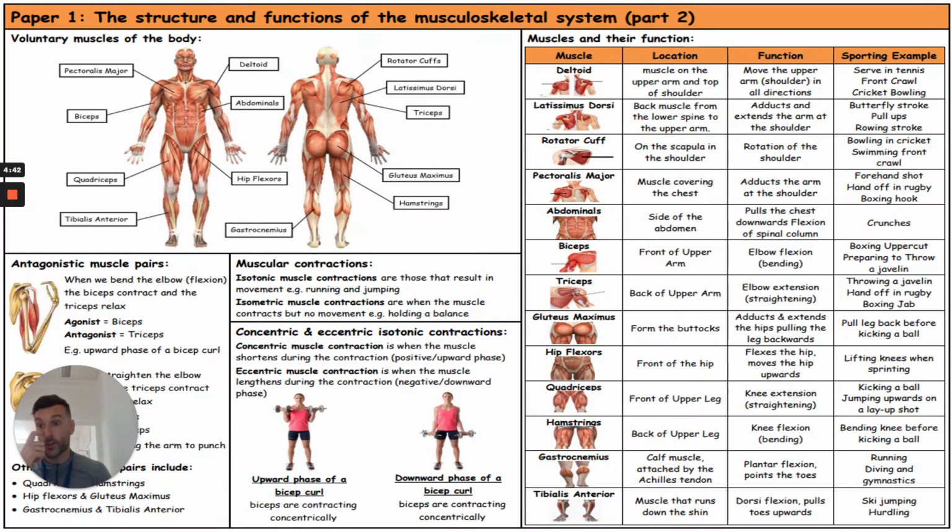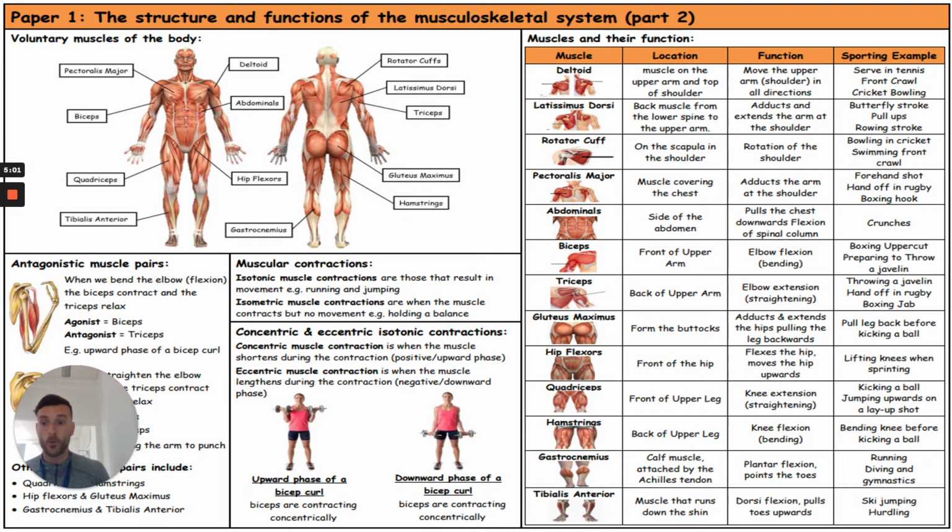So the key ones you need to know are the key muscle pairs: bicep tricep, quadricep hamstring, gluteus maximus hip flexor, gastrocnemius tibialis anterior. These are the key ones that you'll need to know. And one's contracting, one is relaxing. We've got muscle contractions, what they do.